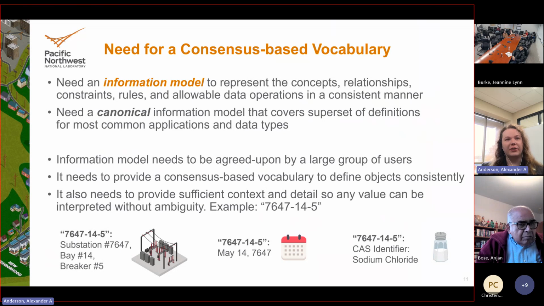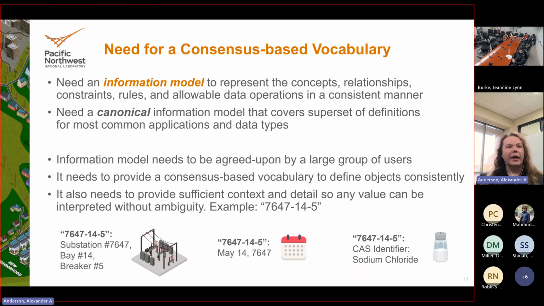If we just take an arbitrary data string, 76, 47, 14, 5, that could mean anything, really. It could be substation 76, 47, bay 14, breaker 5. That makes sense. It could be a very weird calendar date, or it could be the Chemical Abstracts identifier for table salt. Without the metadata, without the context to understand that string, we have no idea what that data is actually telling us.